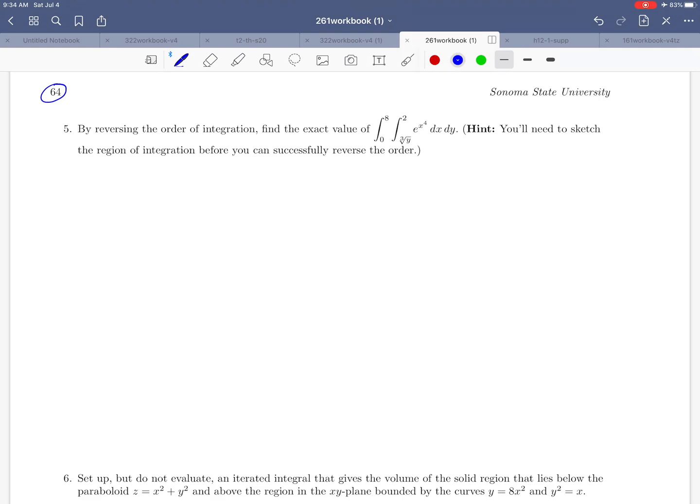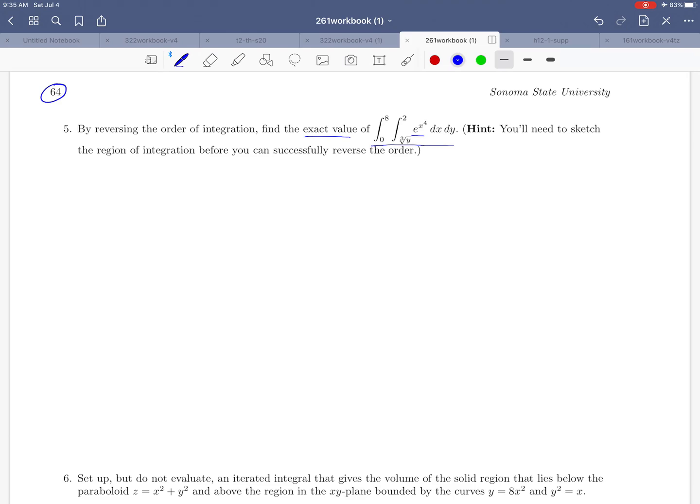Why reverse the order of integration? Well, if you look at this integral, if we wanted to do the integral as it's stated right now, the first thing that we would have to do is to integrate e to the x to the fourth with respect to x. The problem is that e to the x to the fourth is one of those functions that doesn't have an elementary antiderivative, so it's not possible to do that integral and come up with a closed form antiderivative in the form that it's in. In other words, we can't find the exact value of this integral without finding a different way to do this.